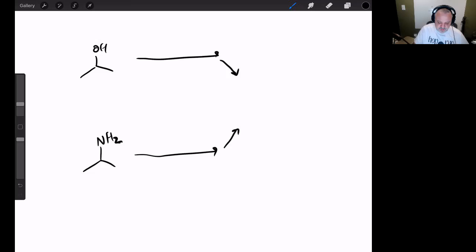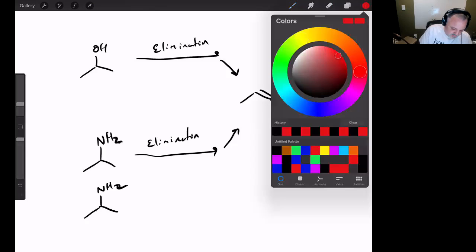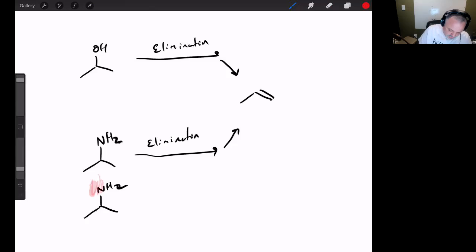elimination reactions of amines. So if I do elimination of an OH group, then I can make an alkene. Now, if I were to do the same thing with the NH2 group, then I can also make an alkene. The problem is that if I were to do this, one of the things that we've discussed is that this species is not at all a good leaving group. This is a bad leaving group.